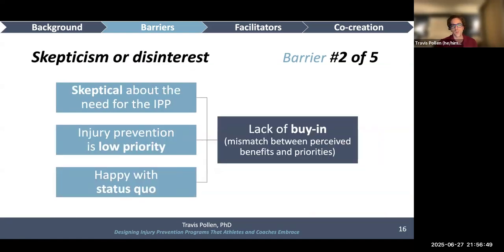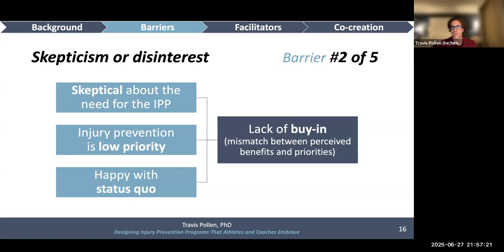There's also, on the part of the athletes and coaches, skepticism and sometimes disinterest. So many times they're skeptical about the need for dedicated injury prevention, especially when we're talking about younger athletes who've never been injured before. Injury is just not at the top of their mind. Again, they might even feel like it's a distraction from the training they have to do because they're really focused on performance. If they are aware of and caring about their risk of injury, they still might be skeptical that the program will help them with that.